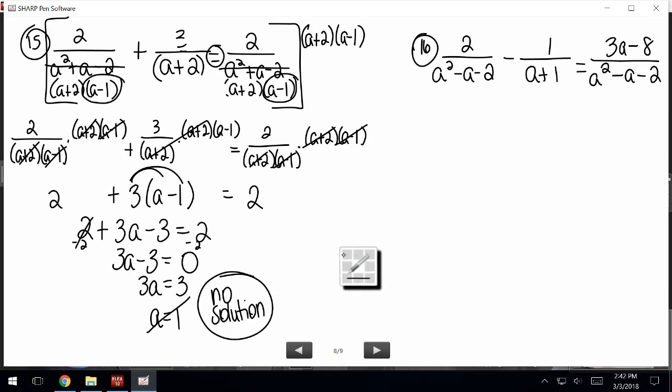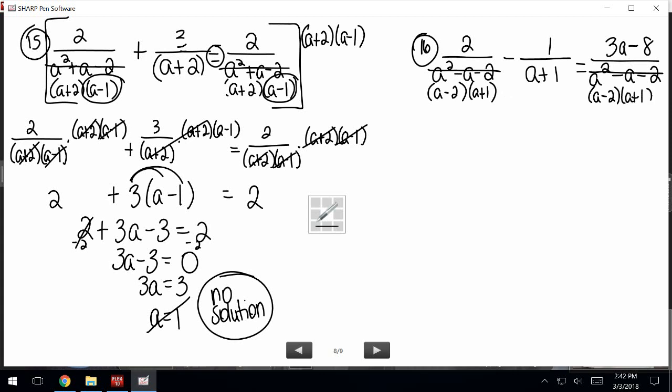All right, let's look at 16. Let's factor this, and that would be a minus 2 and a plus 1. Same thing as the other one, just different signs. Factor this one, and that's a minus 2 and a plus 1. All right, let's multiply by our least common multiple, which is a minus 2 and a plus 1.